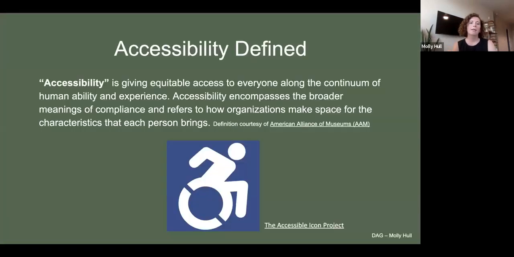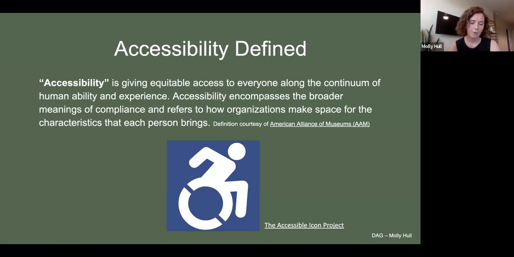So accessibility is defined as giving equitable access to everyone along the continuum of human ability and experience. Accessibility encompasses the broader meanings of compliance and refers to how organizations make space for the characteristics that each person brings. And this definition is brought to us by the American Alliance for Museums.